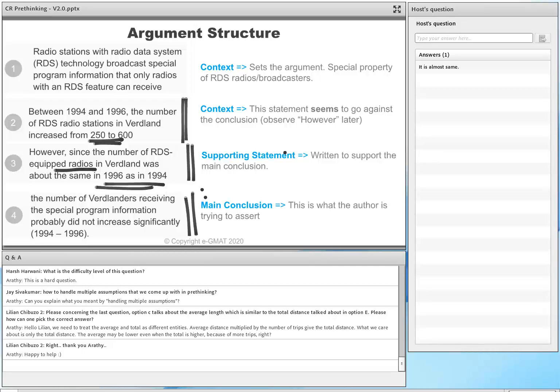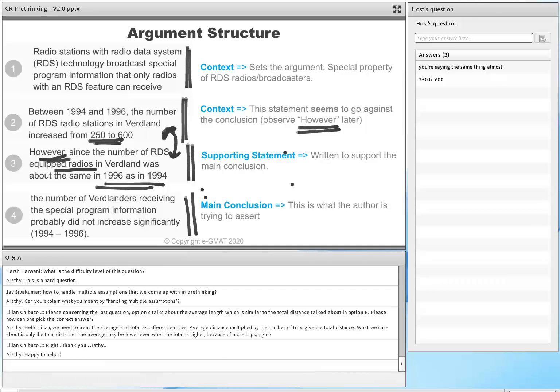Okay. So two things have happened. One is that, hey, you have more transmitting stations, more broadcasting stations. And the second is you have the same number of receiving radios. Now, you see this word, however, over here. What this seems is the reason why there's however connecting these two statements is because they seem somewhat contradictory. Which means that these two statements seem to go against each other.